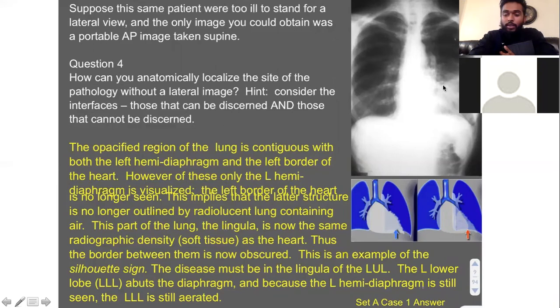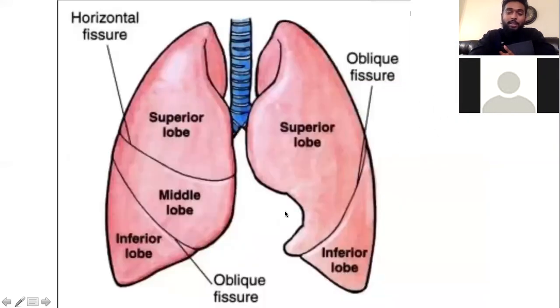You can't, right? Because there's other stuff next to it. It's like it's blending in. That's called silhouetting, but you can still see the diaphragm, right? So what they're saying is because this part of the border is being silhouetted, but this part is clear, that means it's probably superior lobe.